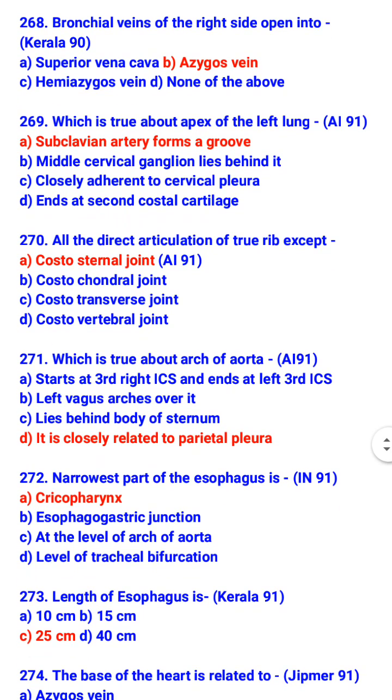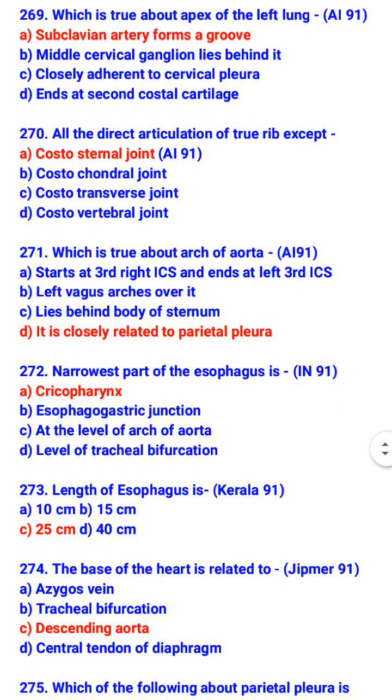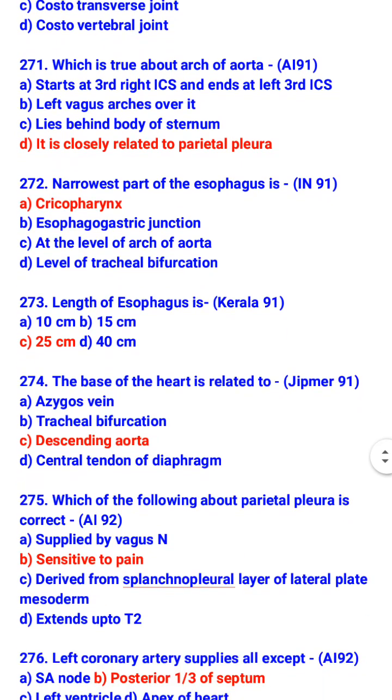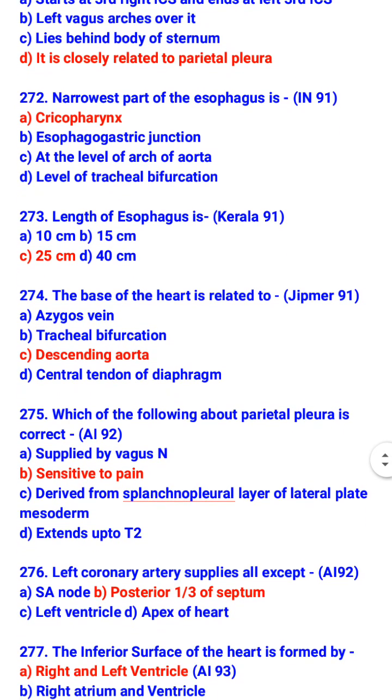What is true about arch of aorta? That it is closely related to parietal pleura. Narrowest part of the esophagus is cricopharynx. Length of esophagus is 25 cm. The base of the heart is related to descending aorta.